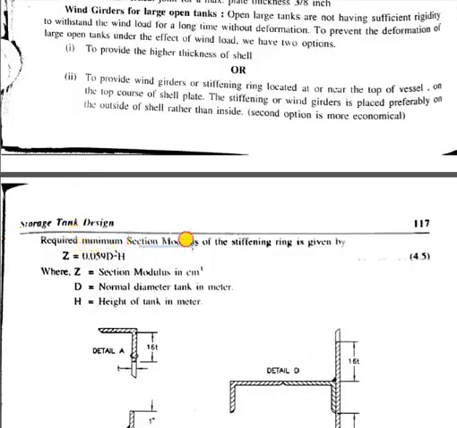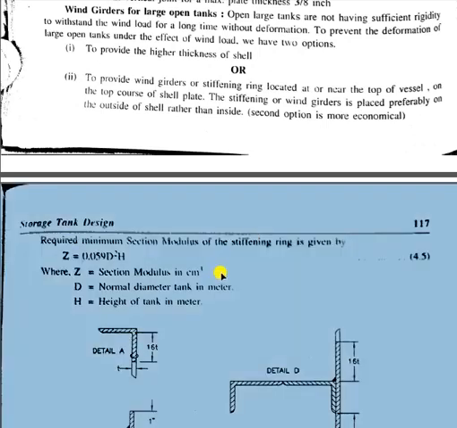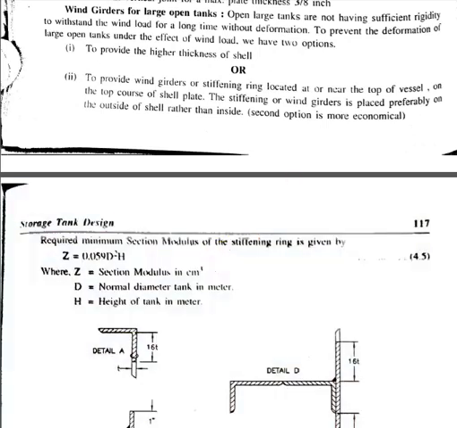The required minimum section modulus of the stiffening ring is given by this equation. Z is equal to 0.059 D squared H, where Z is the section modulus, D is the nominal tank diameter, and H is the height of the tank in meters.